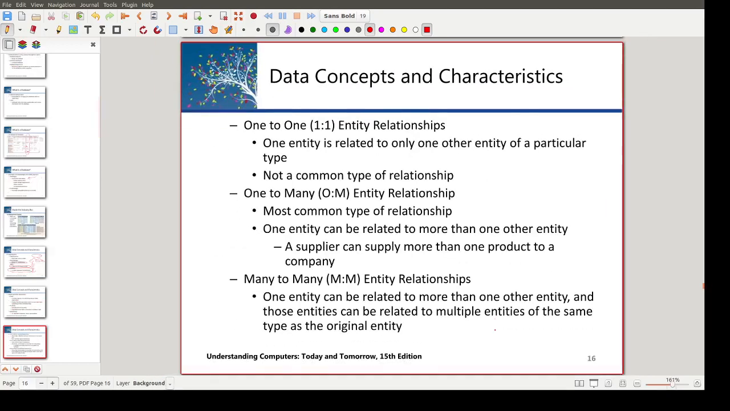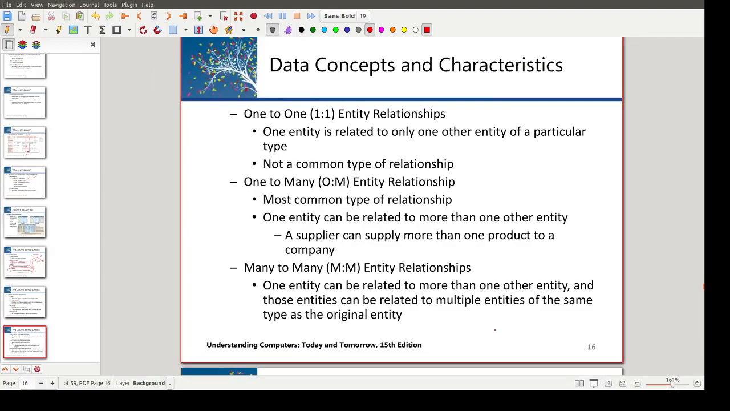So what are the types of relationships that we have in our relational databases? It doesn't hold for relational databases only. It can also be used in other databases like object-oriented and multidimensional databases. One-to-one relationship: one entity is related to only one other entity of a particular type. This is not a very common type of relationship that can be seen in a database, but it is very important to understand the differences between the relationships. That's why we included it here.